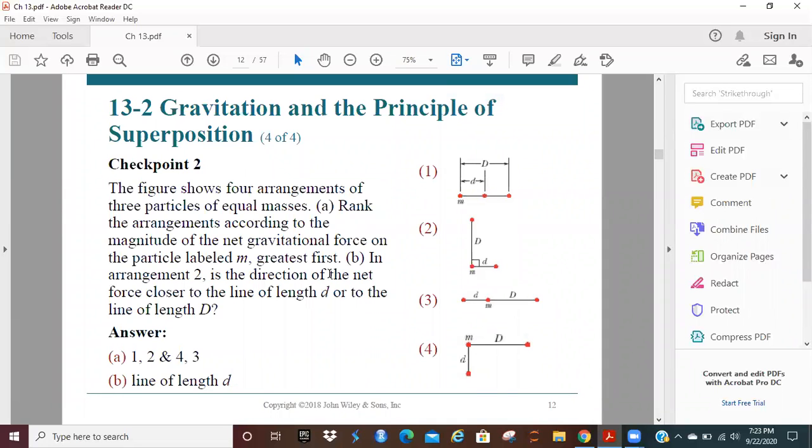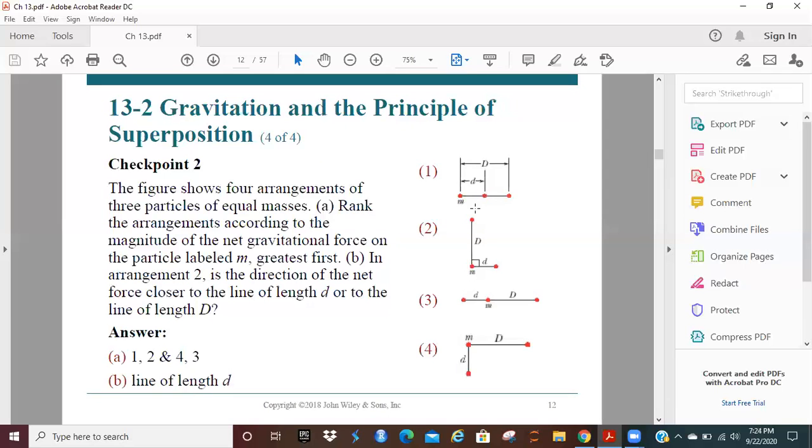So let's take a look at checkpoint 2. This figure shows 4 arrangements of 3 particles of equal masses. It's kind of like the problem that we just went through. We're going to rank the arrangements according to the magnitude of the net gravitational force on the particle labeled M, with greatest first. And then following that, in arrangement 2, is the direction of the net force closer to the line of length D or to the line of length capital D. So let's take a look at this and rank the arrangements according to the magnitude of the gravitational force on the particle labeled M.